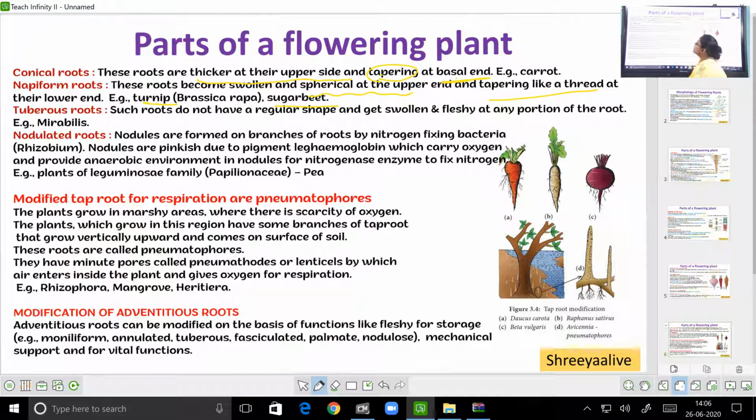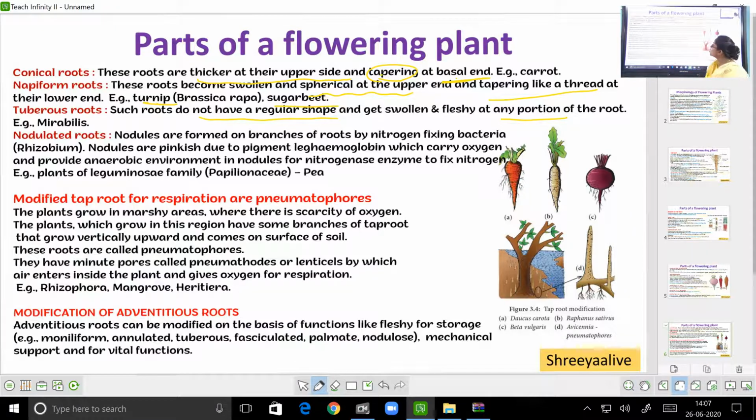Next, we have tuberous roots. These are roots which do not have a regular shape and they get swollen at any point or any portion. They are called tuberous roots. Example is Mirabilis.